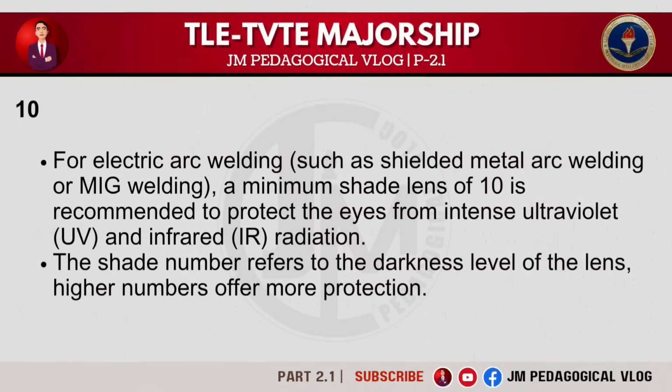For electric arc welding, such as shielded metal arc welding or MIG welding, a minimum shade lens of 10 is recommended to protect the eyes from intense ultraviolet (UV) and infrared (IR) radiation. The shade number refers to the darkness level of the lens. Higher numbers offer more protection.